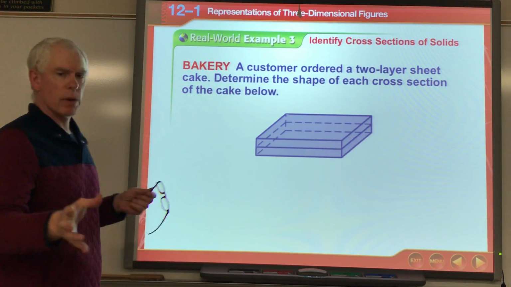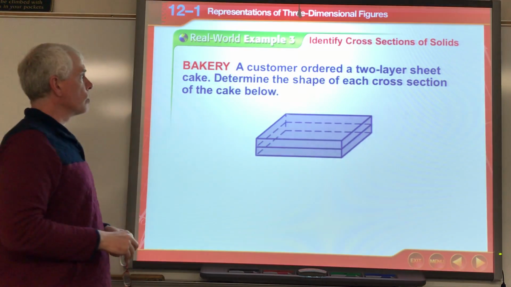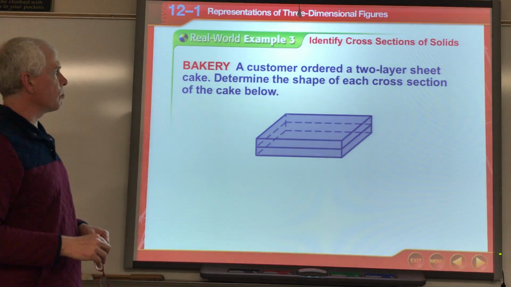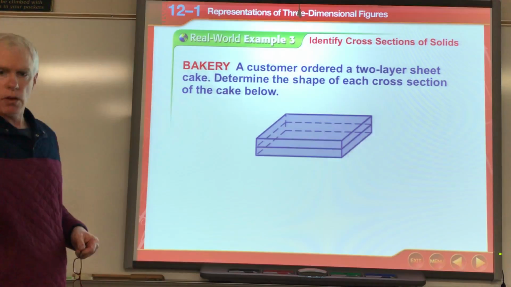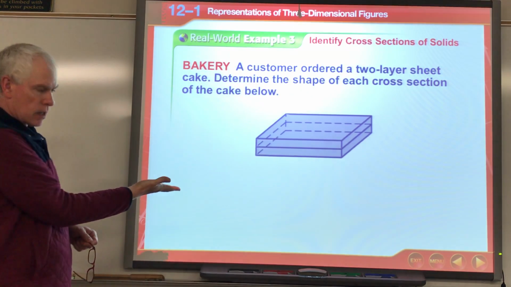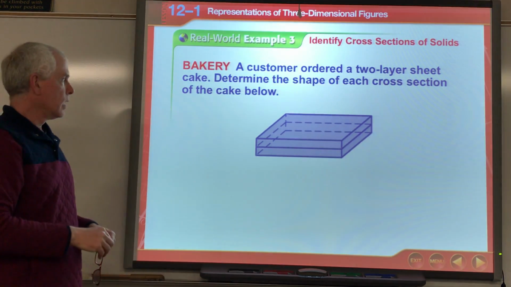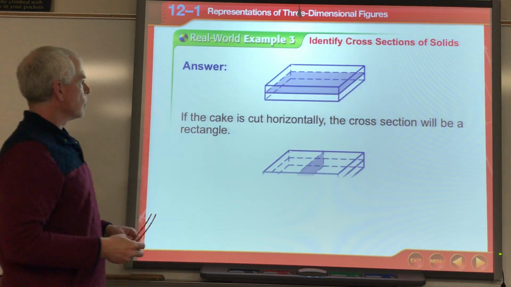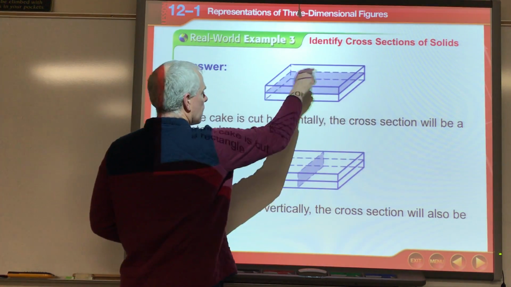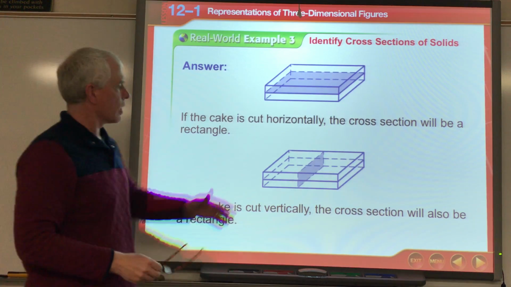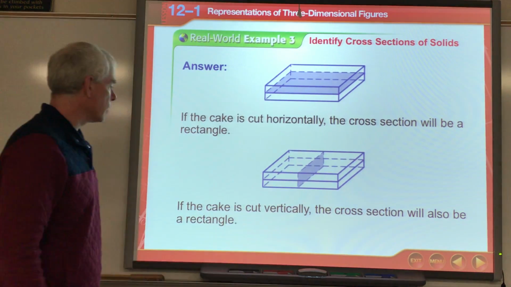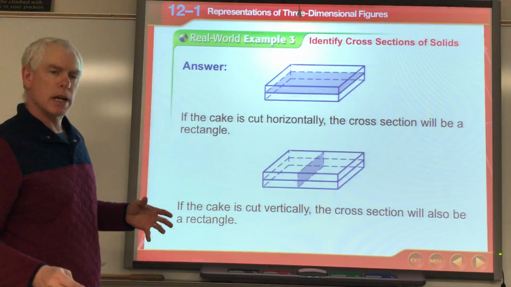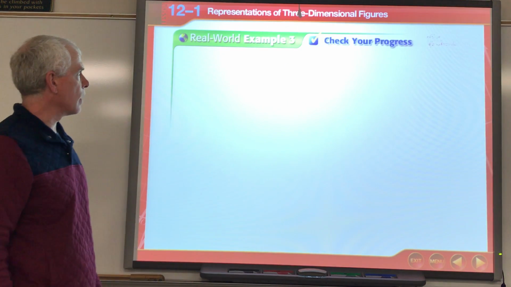All right, how about this one? Now we're getting into cross sections. Customer ordered a 2-layer sheet cake. Determine the shape of each cross section. So I could cut it this way, like across the middle, or this way. And because it's a rectangular prism, if I cut it this way, that shaded area is going to be a rectangle, and if I cut it this way, it's also going to be a rectangle, okay? Not the same dimension rectangle, but they're rectangles nonetheless.